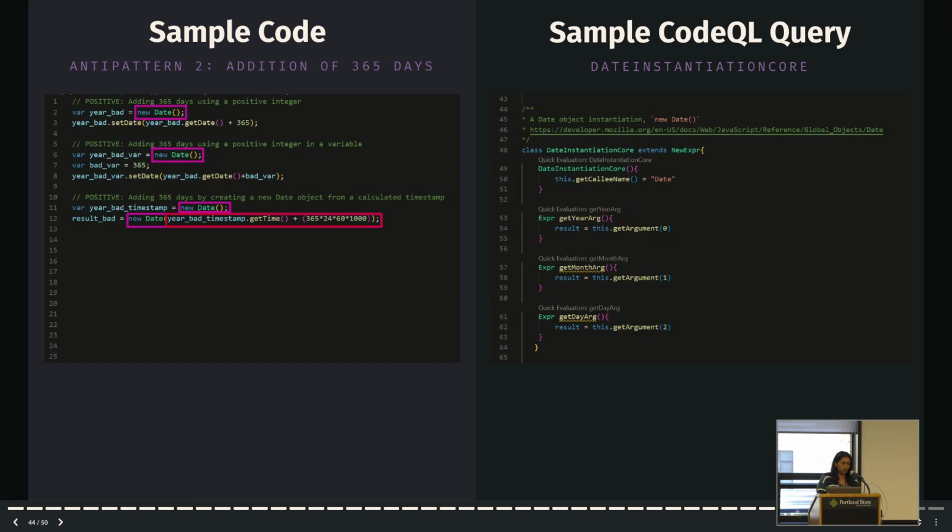Since each of those are always set at a very specific location, 0, 1, or 2 respectively, the code can look for the value at those specific arguments. Running this date instantiation core class finds the 3 pink boxes highlighting the new date, and then running get year arg specifically finds that red highlighted box.